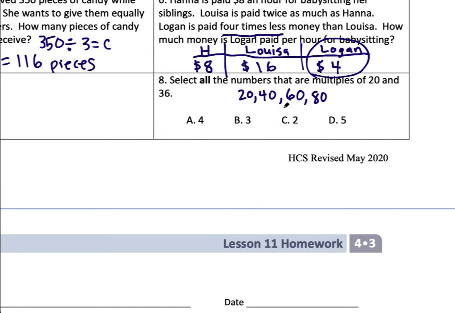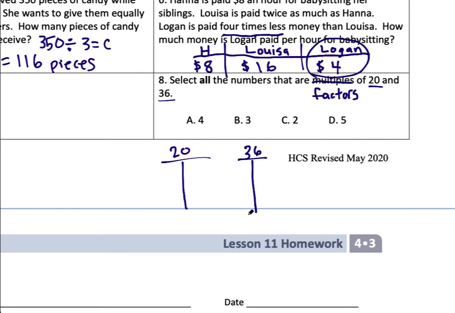I'm pretty sure this is supposed to say, I read the problem wrong. I'm sorry. It says select all the numbers that are multiples of 20 and 36. Multiples have to get bigger. You skip count by that number. So this is definitely a typo. Hopefully you figured that out. This should definitely say factors. I should have fixed that before I sent this out to you. So I'm just going to do a T-chart real quick of factors of 20 and then factors of 36.